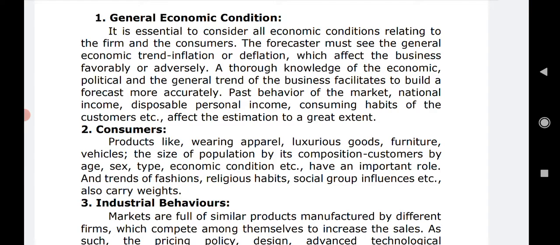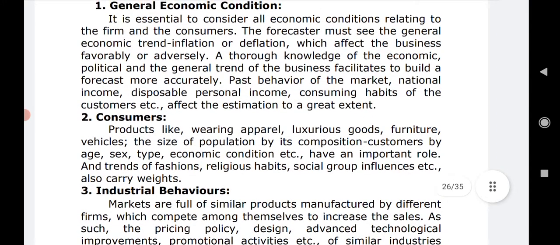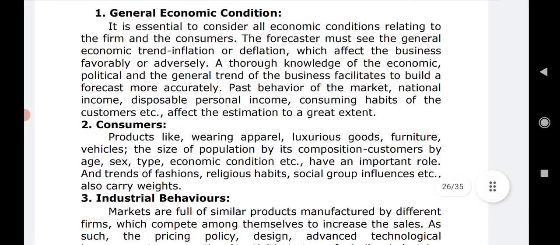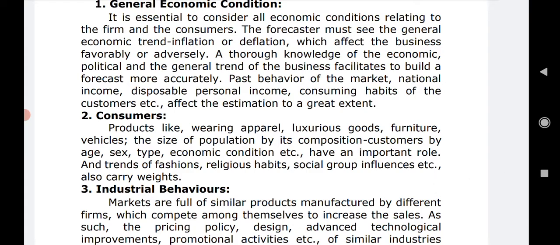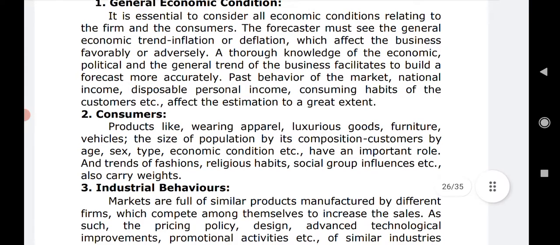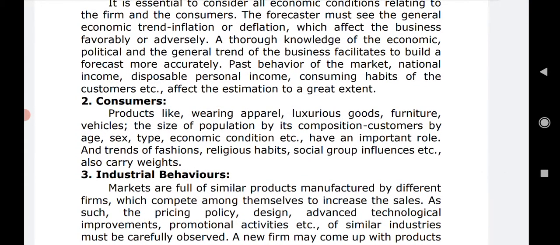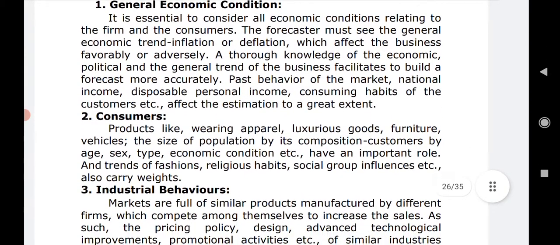That is first of all general economic condition. Definitely it is essential to consider all the economic conditions relating to the firm and the consumers and maybe the market, right? So the forecaster must see the general economic trend, maybe it is inflation or deflation which may affect the business at times favorably or it may be an adverse effect that it may be causing. So past behavior of the market, national income, disposable personal income, so many other economic factors and determinants are there which are to be studied because they have a direct or indirect impact on maintaining the firm or maybe continuing with the activities of the firm.